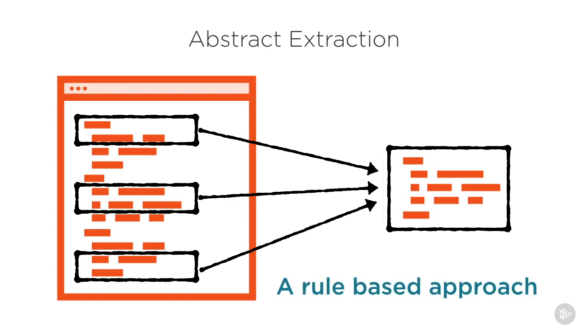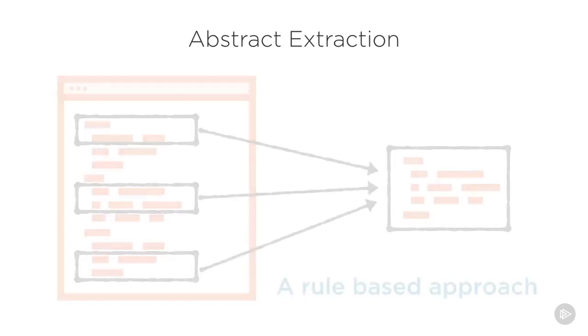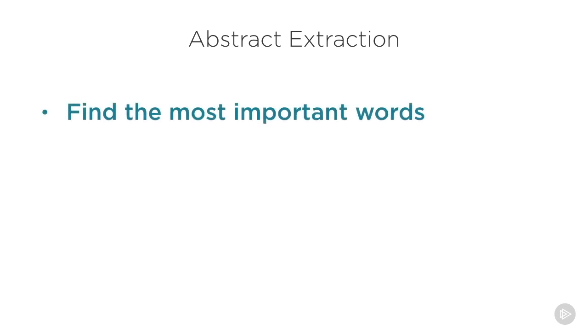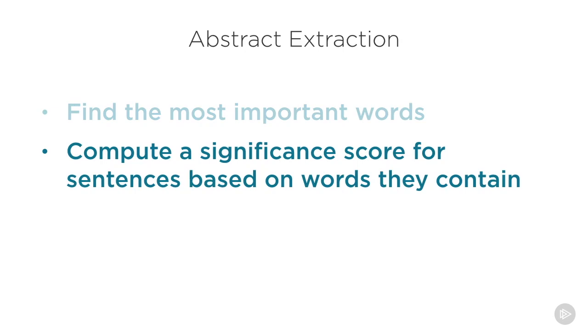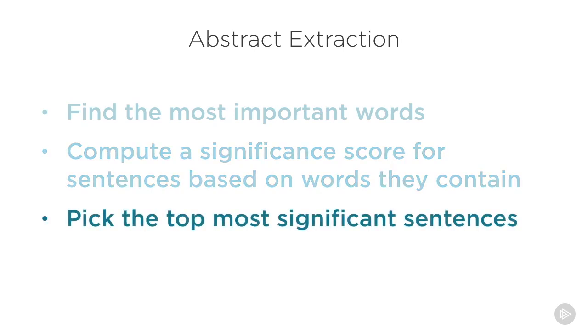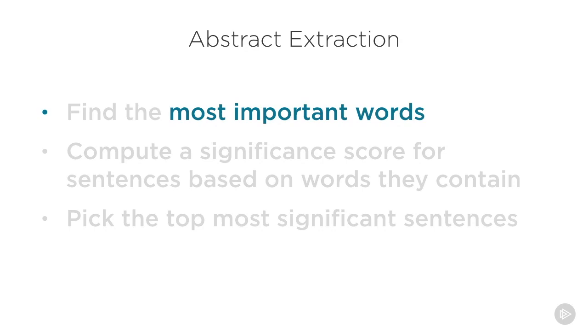We can use a rule based approach to perform this abstract extraction. Here's the approach that we'll follow. We'll first start by finding the most important words in the piece of text. So once you know which words in the text are most important, you can compute a significance score or importance score for all the sentences in the text based on the importance of the words that they contain. Once you have a score for all the sentences, you can just pick the top most significant sentences and those will form your abstract. So there are 2 points that we need to clarify here.